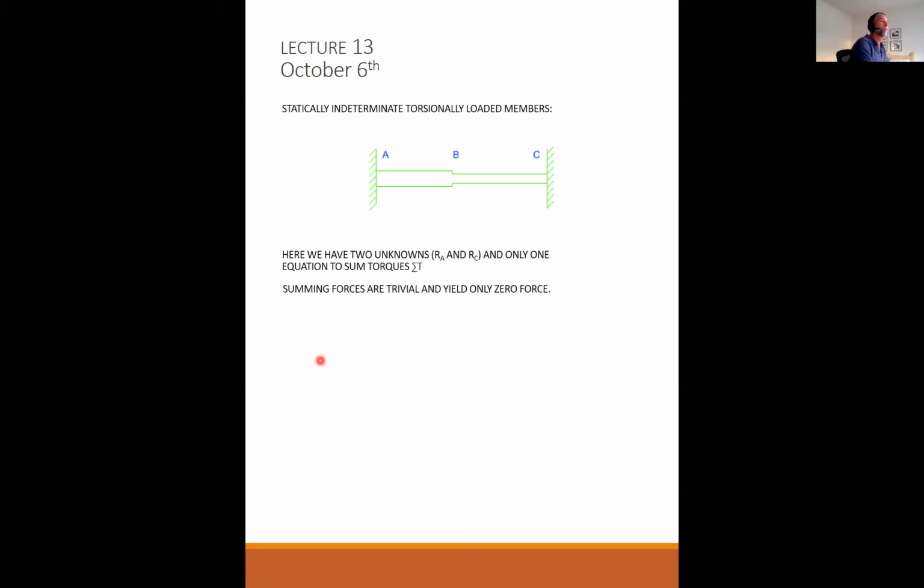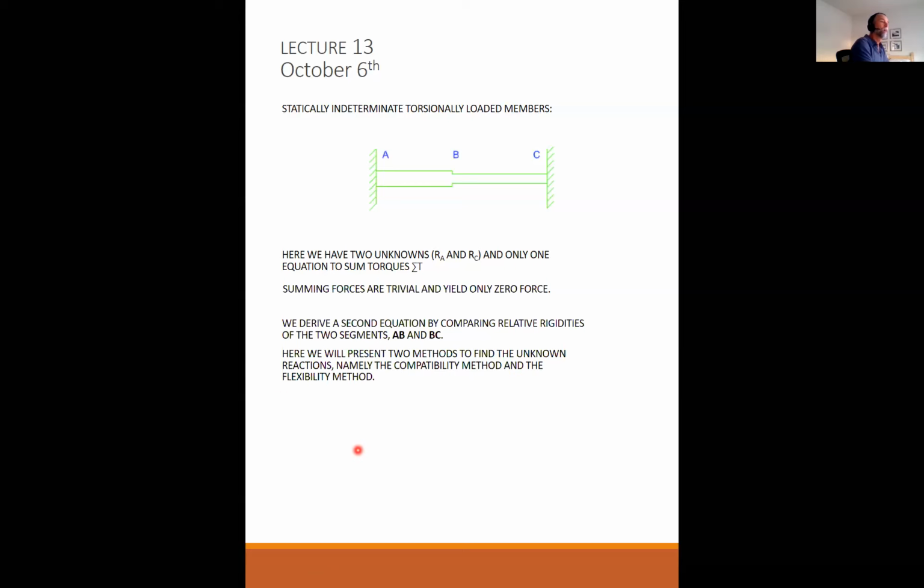So summing the forces is trivial and leads only to a zero force. Summing forces in the X, summing forces in the Y doesn't get you anywhere. We have to derive a second equation by comparing the relative rigidities of the two segments AB and BC. Here, we will present two methods to find the unknown reactions, namely the compatibility method and the flexibility method. It's really the same procedure as we use for axially loaded members.